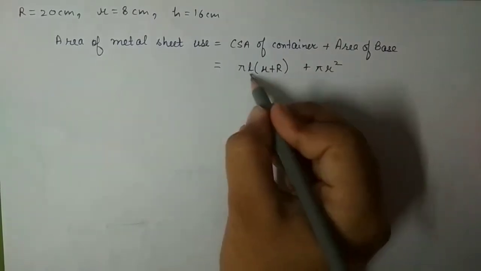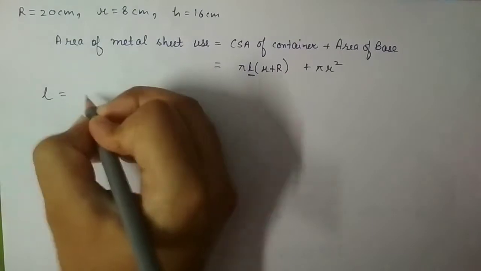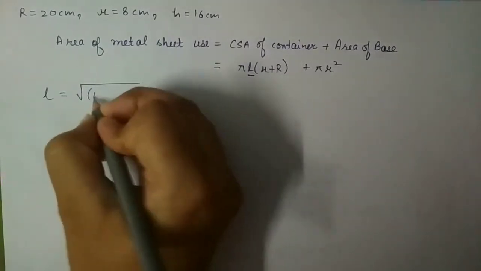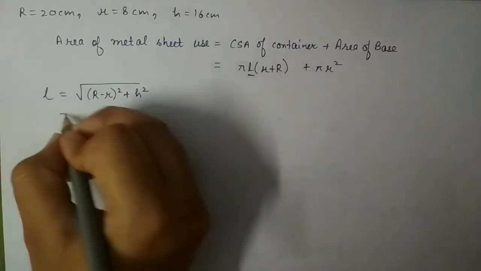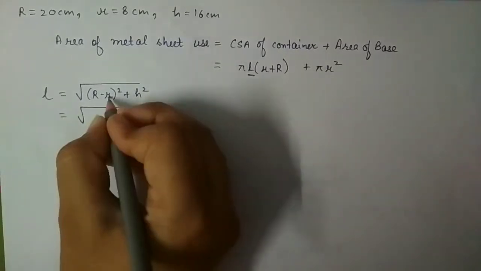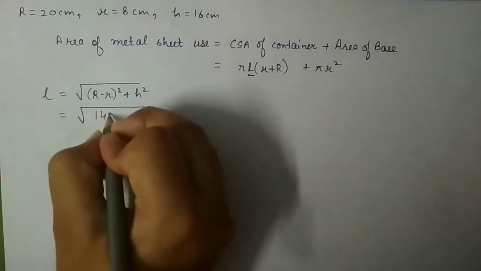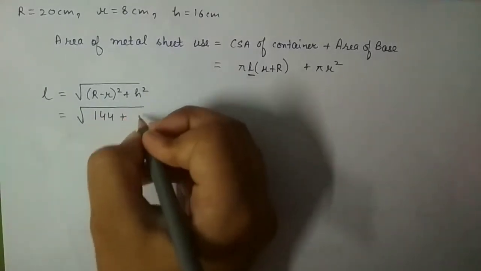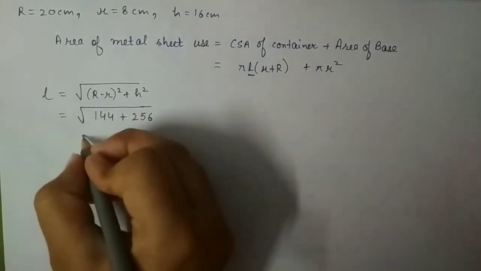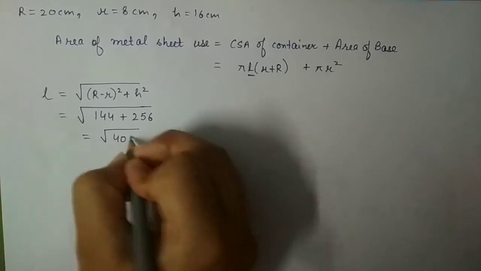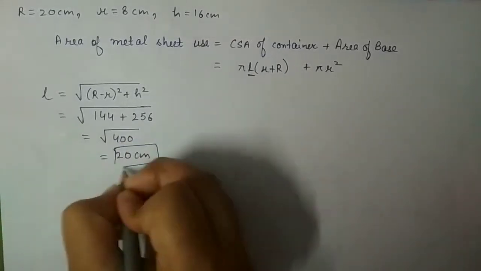Now first of all you need to find L. Now L is given by the formula under root of (R minus r) whole square plus h square. Now what is capital R? It is 20 and small r is 8. So 20 minus 8 is 12. So 12 square is 144 plus h is given to be 16. So 16 square is 256. This is equal to under root of 400 and this is equal to 20 centimeter. So the slant height is 20 centimeter.